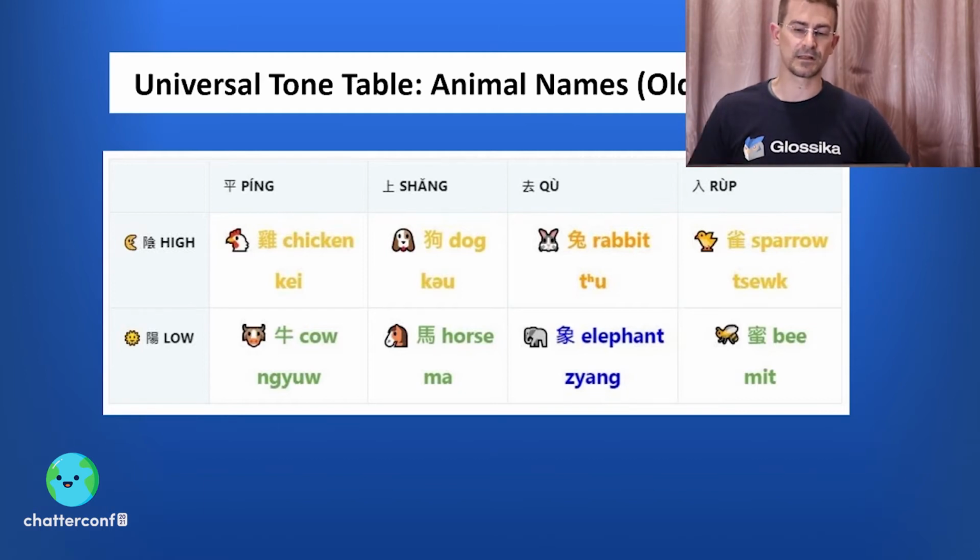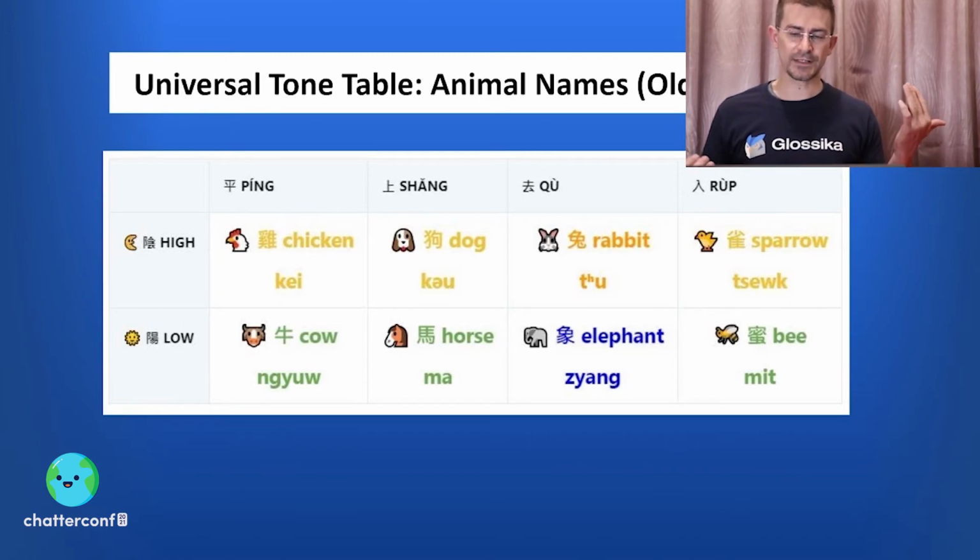So we could say that this dog is pronounced as go, chicken would be pronounced gay, go, and then tu, the rabbit would probably be a falling tone because it's going away. So it's tu. So gay, go, tu. This entering tone, we would just consider it a high and a low version of a stopped syllable. So it's just the sparrow is called zhao.